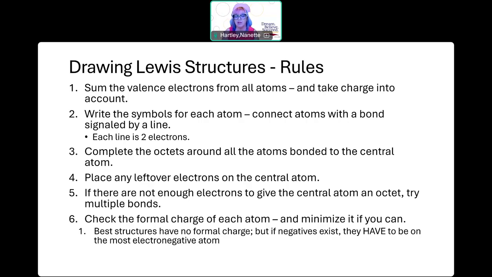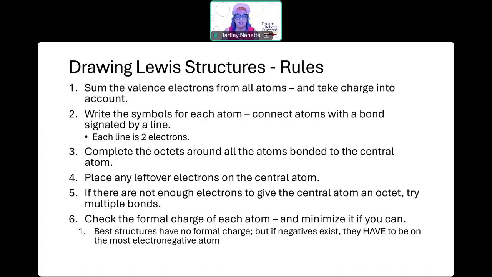Now, if there are any electrons left over, whatever count of electrons I have left, those go on the central atom. Now, there may not be any left, and that's okay. But if there are some left, we put those on the central atom. Now, if I get to this point and there aren't enough electrons on my central atom, then I need to start making double bonds. We don't make double bonds unless we don't have enough electrons on the central atom.